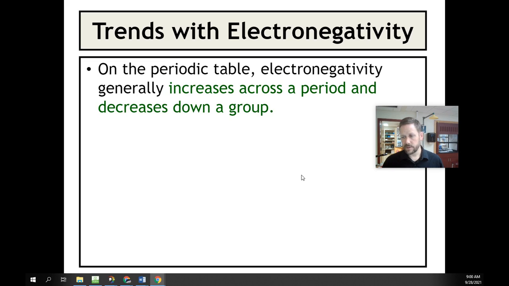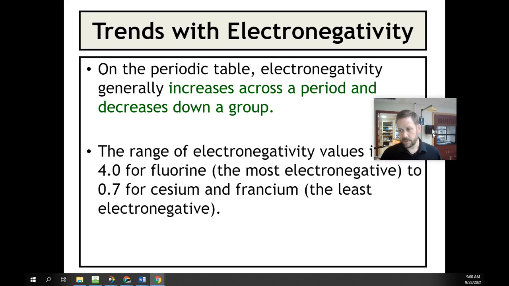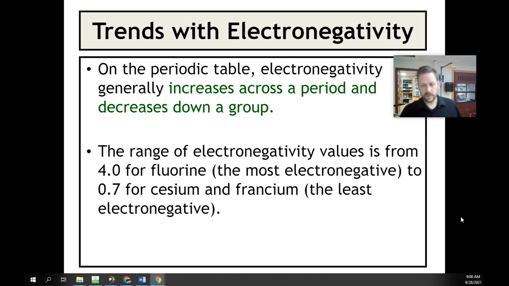Electronegativity, of course, increases as we get closer to fluorine on the periodic table. So it increases across a period and it decreases down a group. The electronegativity value for fluorine is designated as 4, which is the highest value. And for cesium and francium, the lowest would be 0.7. There are a couple of different electronegativity scales that people use. The Pauling electronegativity scale is the most common.